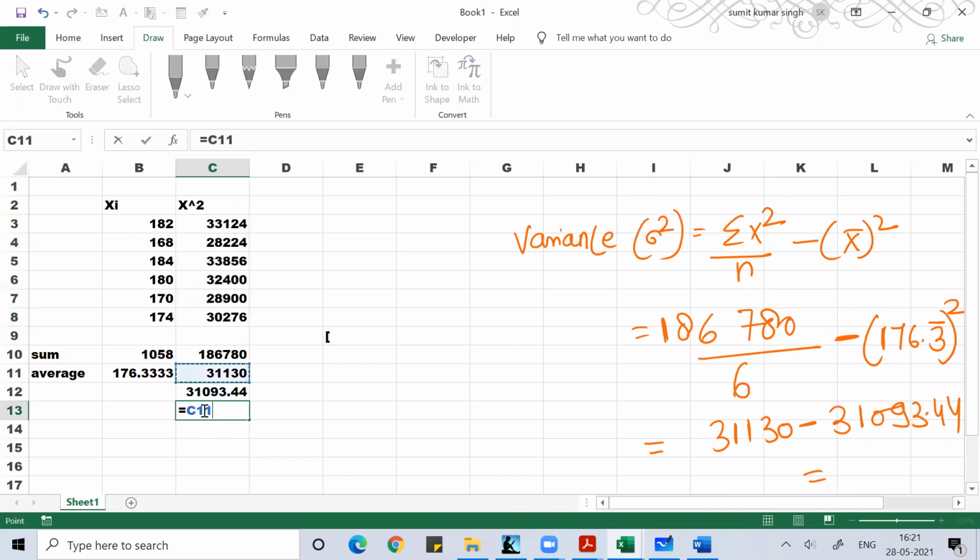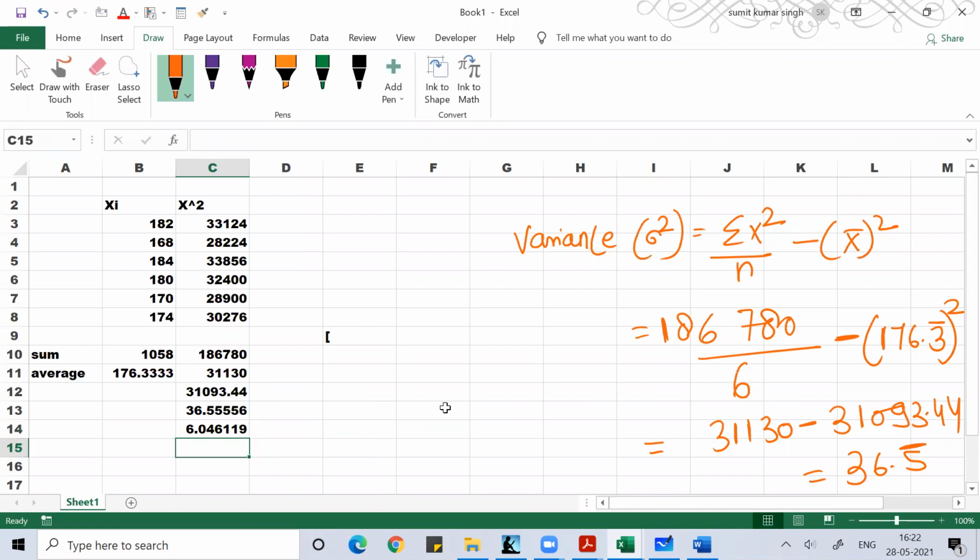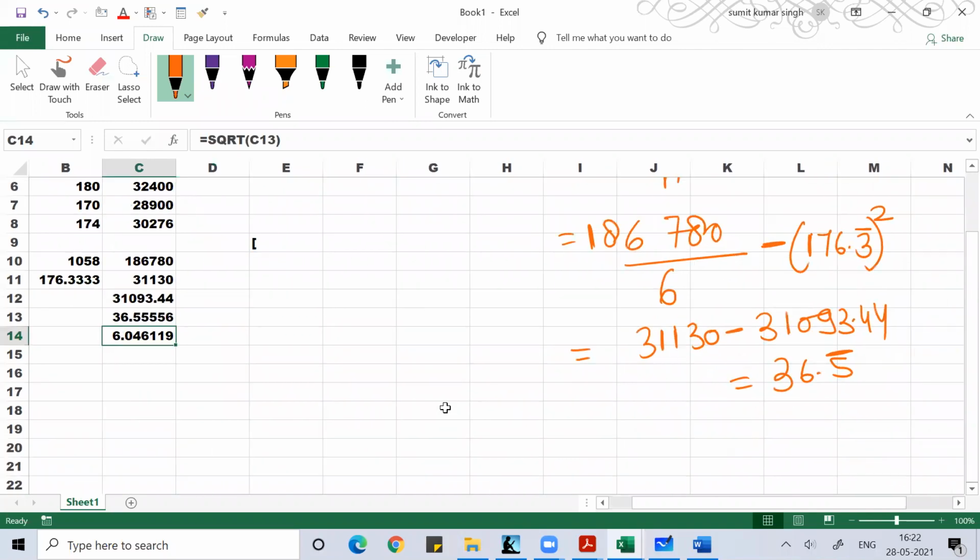So this is a variance. 36.55. So your variance is 36.5555. That is your variance. If you want standard deviation, the square root of this, that would be 6 point something. The variance is 36.55, and the standard deviation is 6.046. You get the standard deviation.